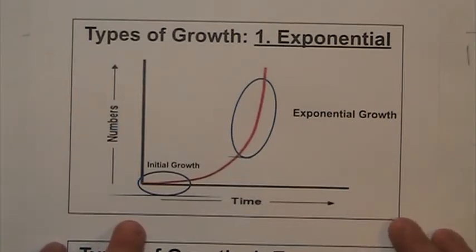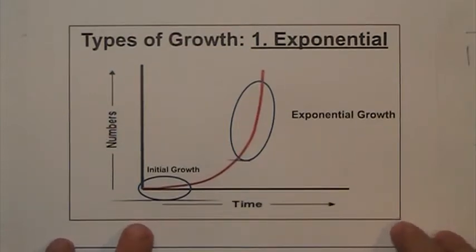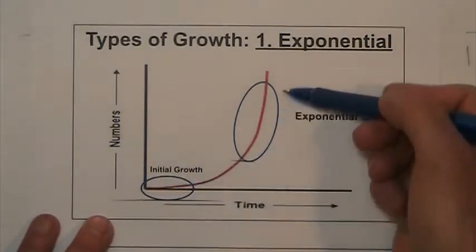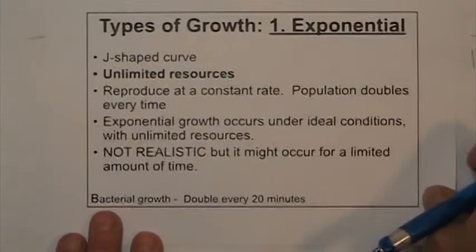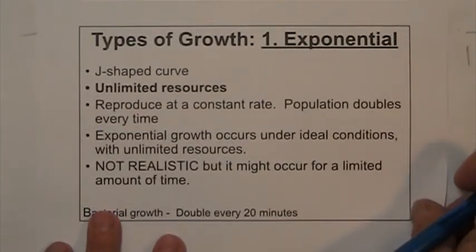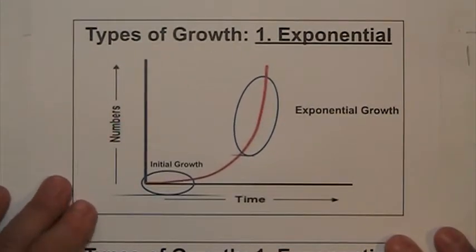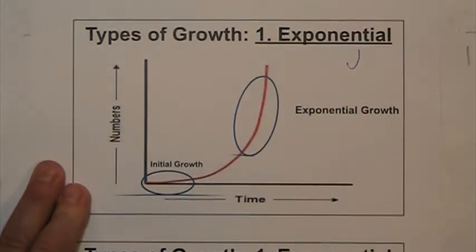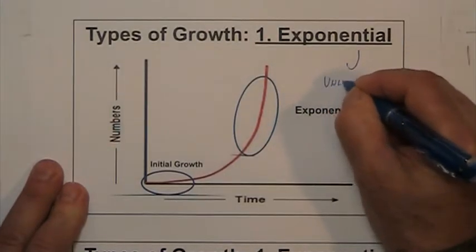What do we know about growth? We know that there are two types of growth, one that is more theoretical and one that is more realistic. The first type of growth you need to be familiar with is what we call exponential, because this looks like an exponential curve. And in your next slide, you have all the details of what I'm going to mention here. So this exponential is also called a J curve because it has a J shape. And this model assumes that resources are unlimited.